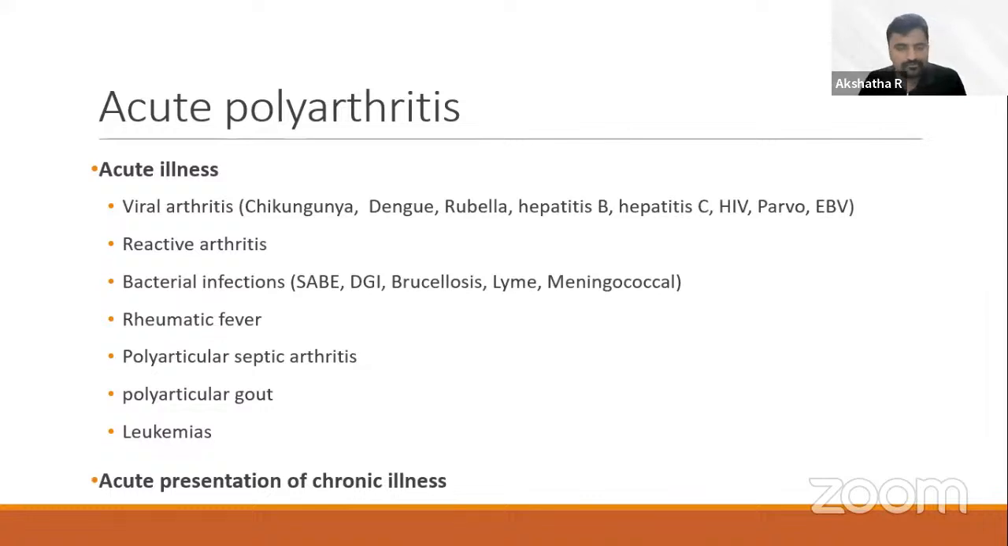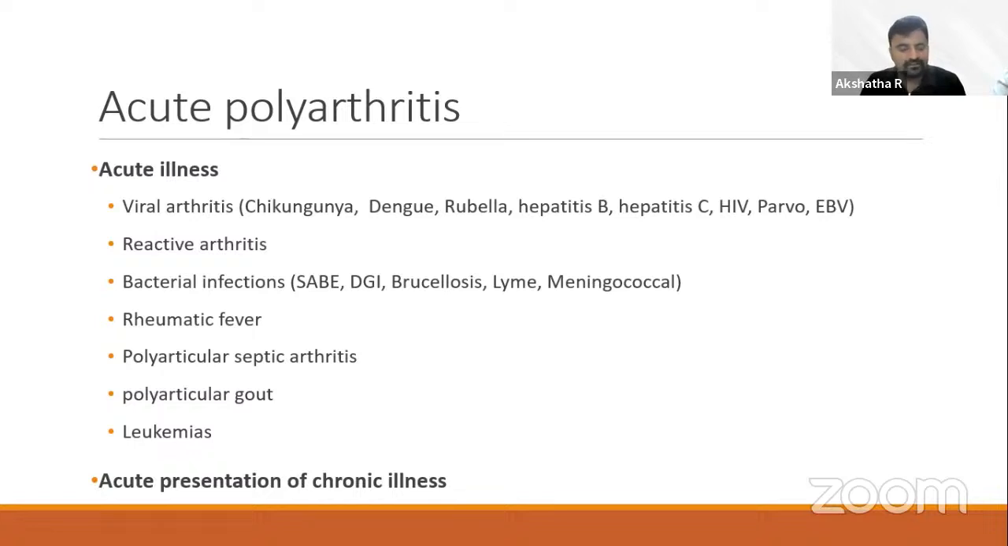So what can be the possible differentials? The list is very huge. However, the possible things with the short duration of acute polyarthritis could be viral arthritis, which could be secondary to various infections like chikungunya, dengue, hepatitis B and C, HIV, parvo, and other viral infections.